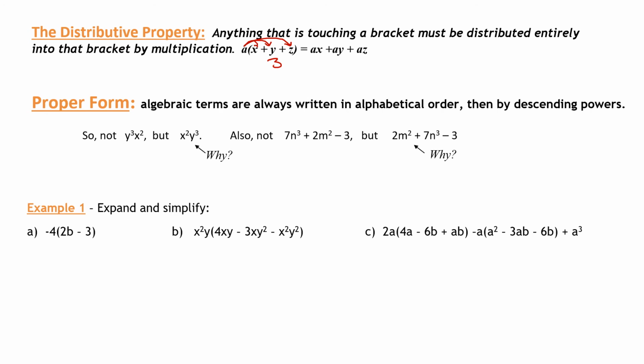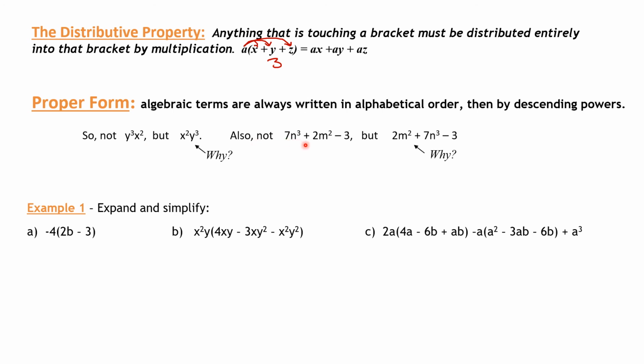Proper form. Algebraic terms are always written in alphabetical order and then by descending powers. So not y cubed x squared, but x squared y cubed. Why? Read the definition again. These are actually exactly the same term, but they're just not written properly. The reason is they have to be in alphabetical order, and x comes before y, so we have to switch these around.